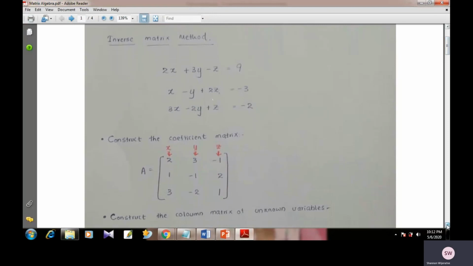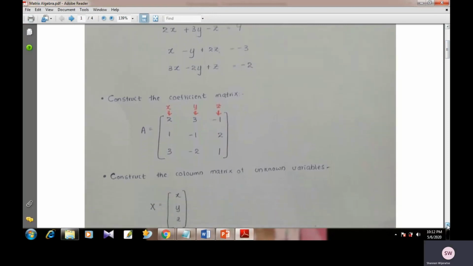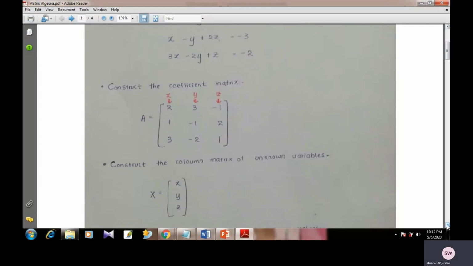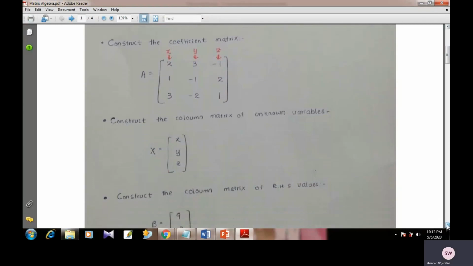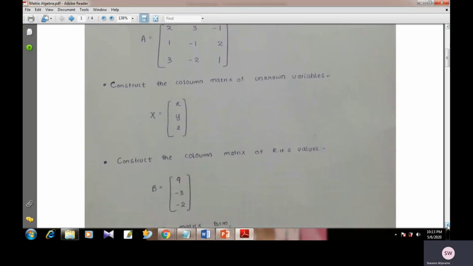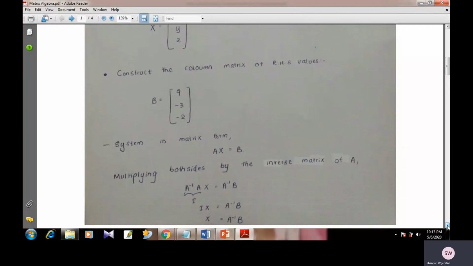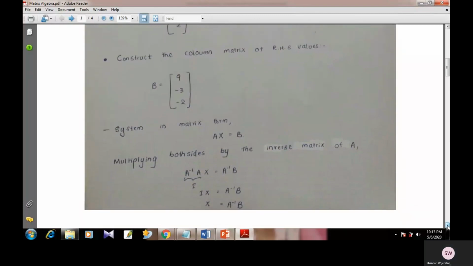And then we construct the column matrix of unknown variables. So now X is a 3 by 1 matrix. The unknown variables are X, Y and Z. And then construct the column matrix with the right hand side values. So B is equal to this column matrix: 9, minus 3 and minus 2. So the system in matrix form is AX equals B, and then we can find the matrix X by multiplying the inverse of A with B.